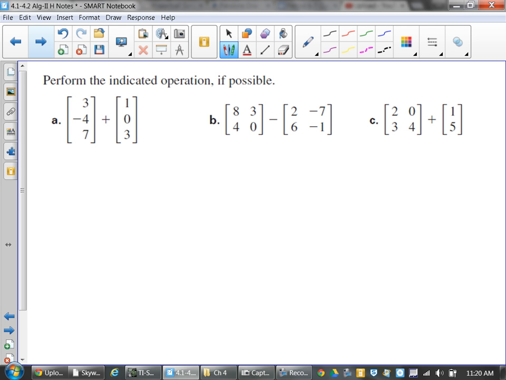If I'm looking at that first one, it's a 3 by 1 plus a 3 by 1. Are those dimensions the same? Yes. Since the dimensions are the same, your answer here is, now bear with me, 3 plus 1, 4. Negative 4 plus 0, negative 4. 7 plus 3, 10.